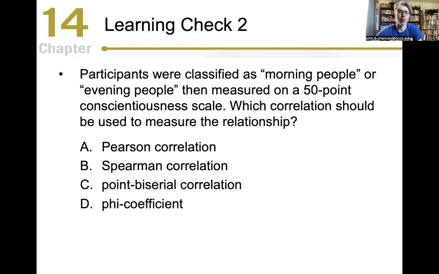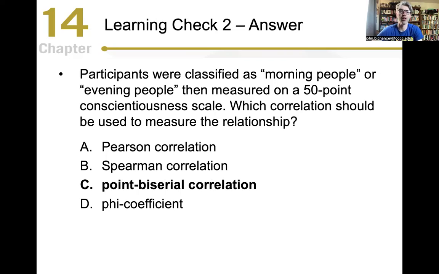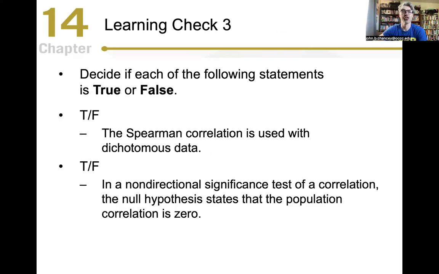Okay, hopefully you've got your answer prepared. In this case, it's C, point biserial. We have one dichotomous variable, morning people, evening people, and then we have a traditional quantified 50-point scale measurement on conscientiousness. Okay, next one, true or false.